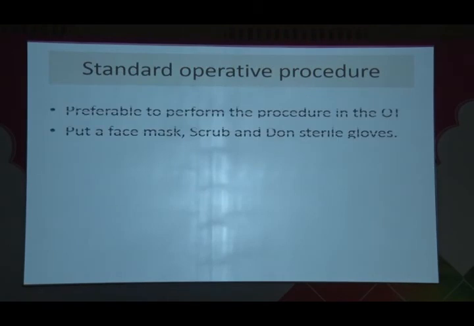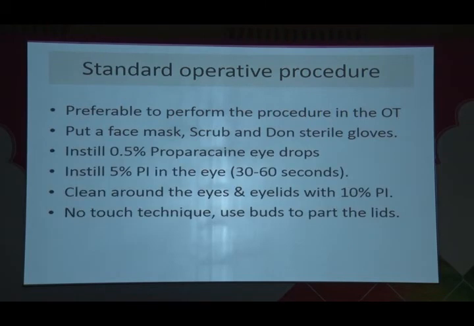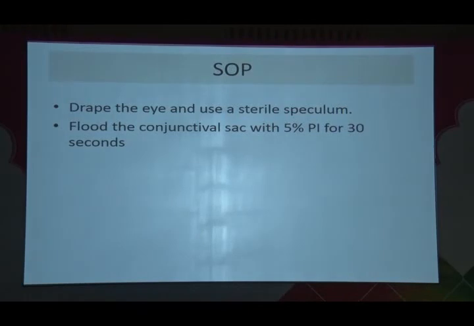So basically, follow a standard operative procedure. Preferably perform the procedure in the OT, put on a face mask, scrub, and don sterile gloves. Instill 0.5% proparacaine, instill 5% povidone iodine in the eye, wait for some time, and clean around the eyes. The other technique is the no-touch technique. Never use gloves to part the eyelids. Always use buds to insert the speculum. Then drape the eye and use a sterile speculum. Flood the conjunctival sac with 5% povidone iodine and wait for 30 seconds.